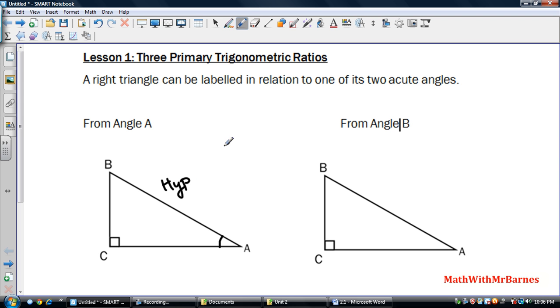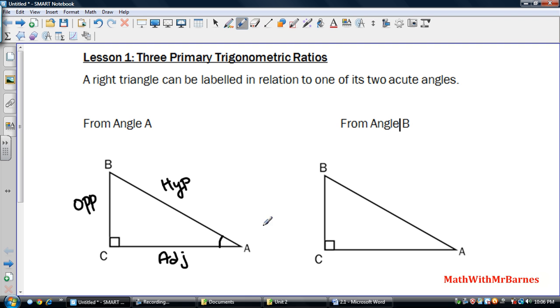There are two other sides of this triangle that we need to be responsible for. The other side is the opposite side. Directly across from this angle, right over here, is the opposite side. And then the adjacent side, usually what I say is touching the angle, is this side right here. That's the adjacent. So touching the angle is the adjacent side.